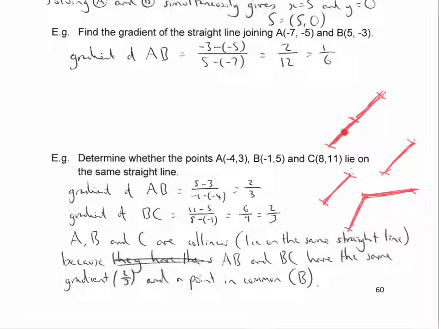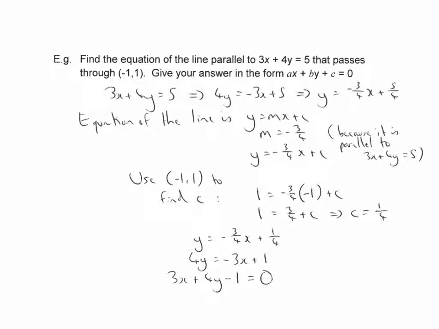There's nothing special about going AB and then BC. You could have, if you wanted to, investigated AC and then, for instance, AB. If they've got the same gradient, that's nice. They've got the potential to overlap completely, and they would have A in common, so they would all lie on the same straight line.